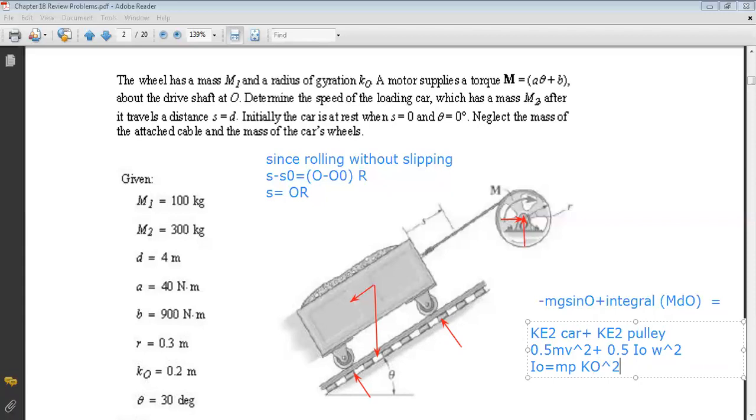Now I still have in this equation two unknowns, which are V and omega. But I can relate V and omega by the relation of rolling without slipping. If I take S equals theta R and derive with respect to time, I get that V is equal to omega times R. So the only unknown will be the final velocity of the car, which I can find.